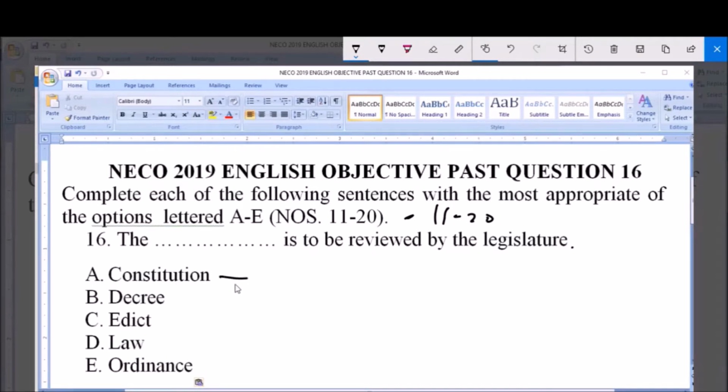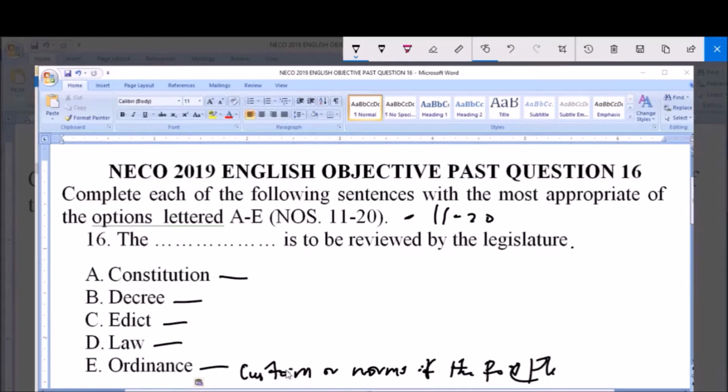Option A, Constitution. Option B, Decree. Option C, Edict. Option D, Law. Option E, Ordinance. Now I want to talk of option E, which is Ordinance. Ordinance is the same as custom or norms of the people. So the legislature cannot actually review what we call ordinance or norms, because it is part of the culture of the people.